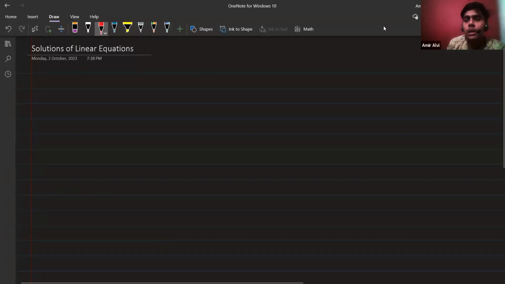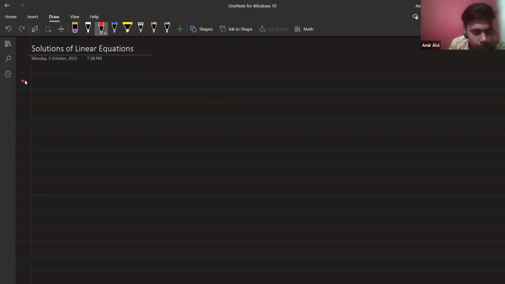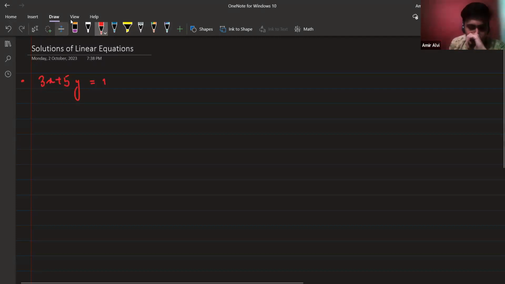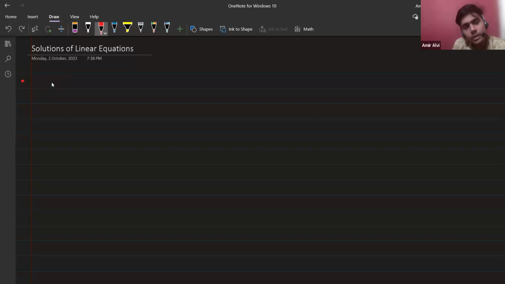Simrat, now tell me, dear. Basically, solution means, if there is an equation, suppose there is equation 3x plus 5 equals 10. Let me write it in this way. Not 3x. Let me write 5x plus 10y equals 15. Okay, this is the equation.